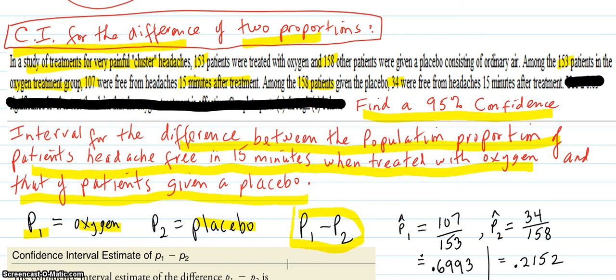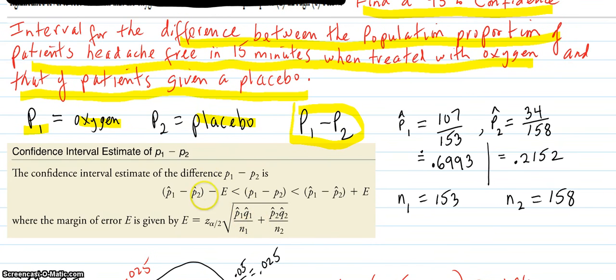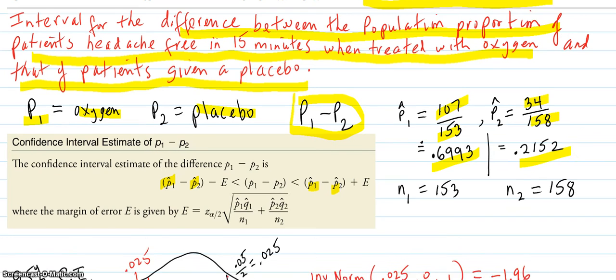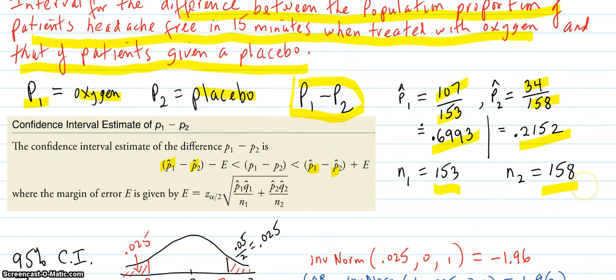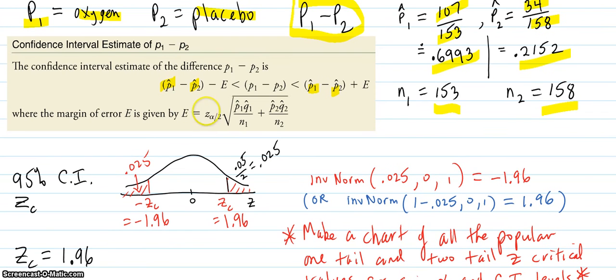So we look at our formula, and we realize we need the p-hats in there. We need it here and here, and so we calculate those. 107 out of 153, 34 over 158. We get these numbers here. The n sizes are here, that was given. Now we're going to go for the z critical to put here to get the error for the confidence interval.